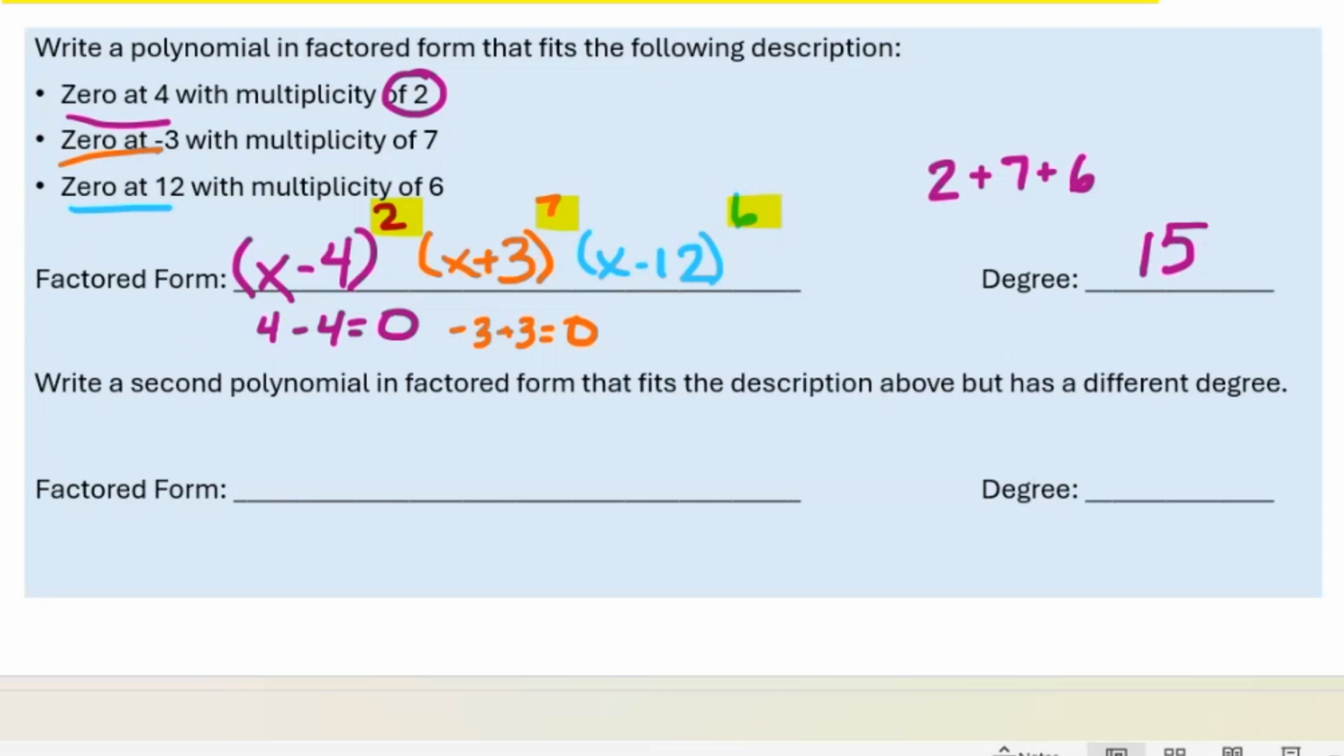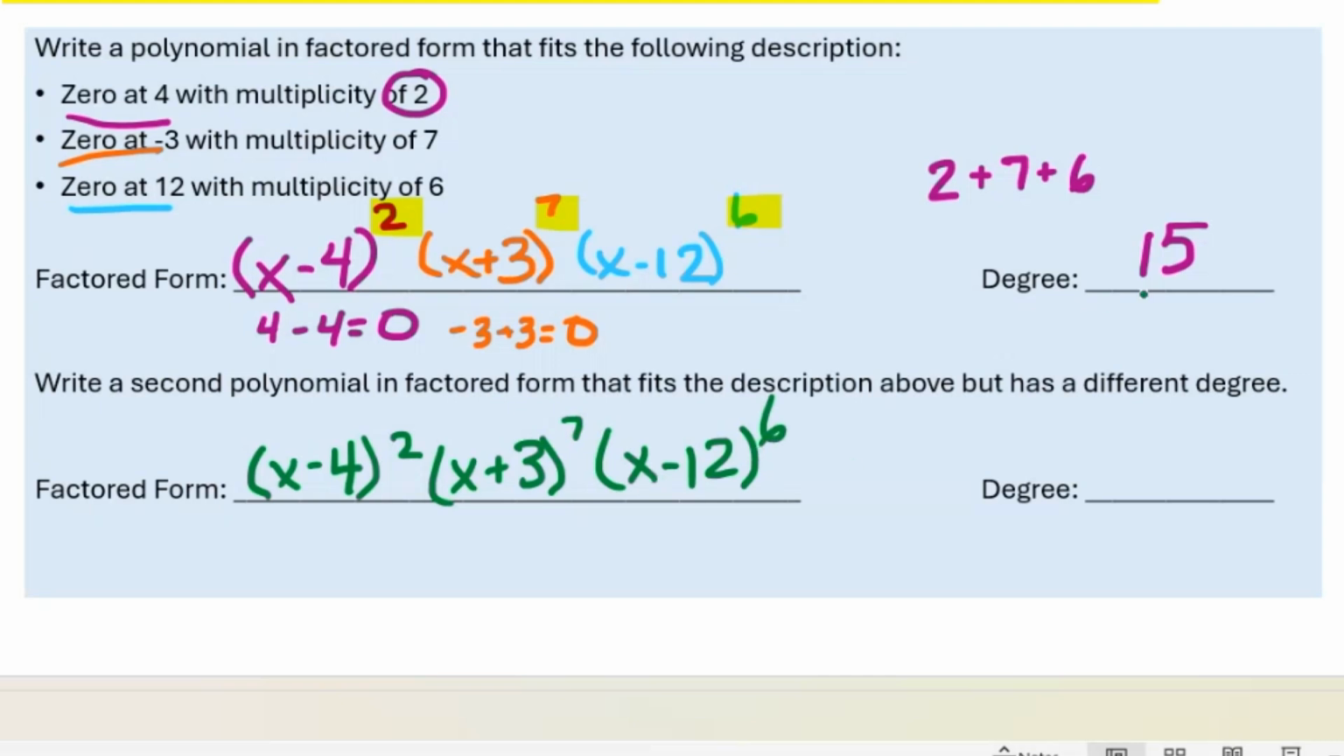The second part says to write a second polynomial in factored form that fits the description above but has a different degree. Well, all of this needs to stay in the problem because it has to have the same zeros and the same multiplicities. I'm just going to keep this part the same. But it has to have a different degree. And this is the big idea. How can we add a factor that does not add a zero, but adds to the degree?